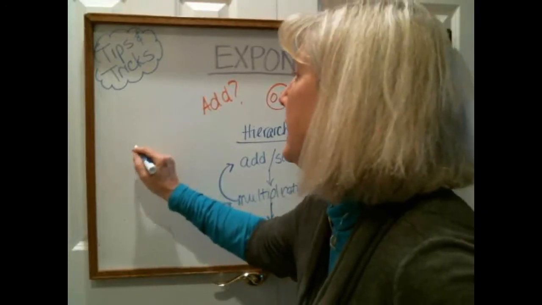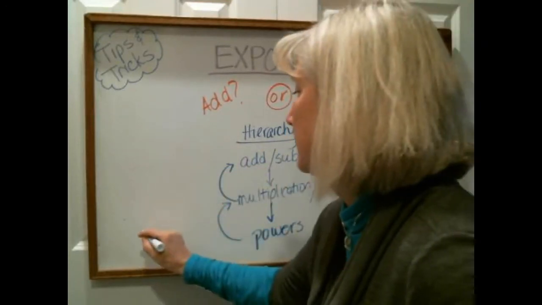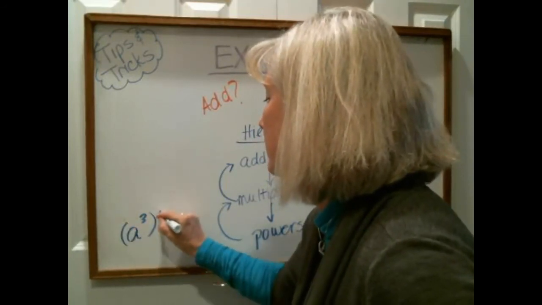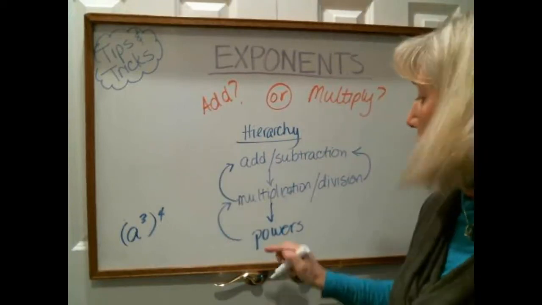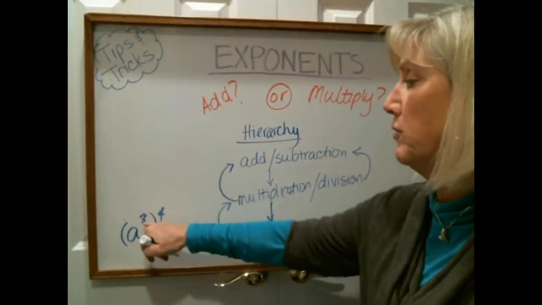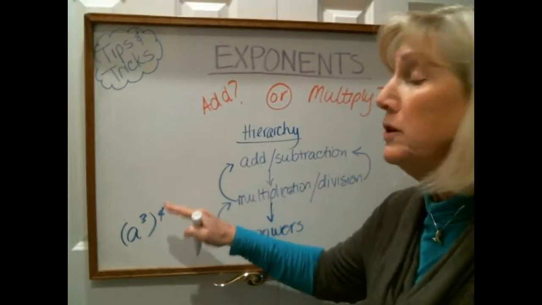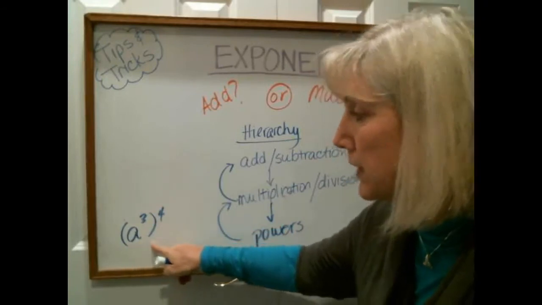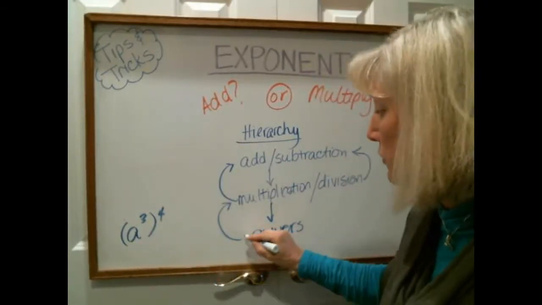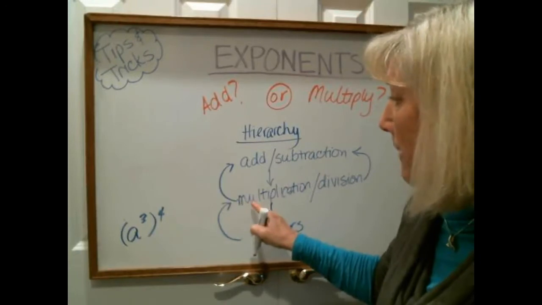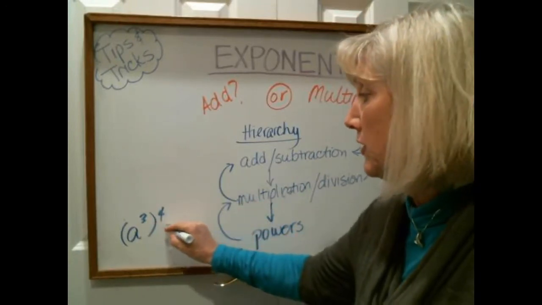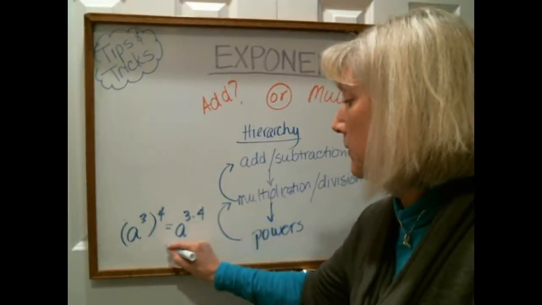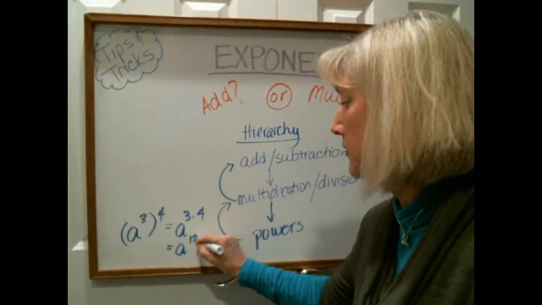So for instance, if we take a power problem, a to the third, to the fourth. So the rule for powers, you think, okay, do I do 3 to the fourth? No, you never do the same operation to the exponents as you're doing in the main problem. So what you do is you go back one step. The back one step is to do multiplication. So this would be a to the 3 times 4, which would be a to the 12th.